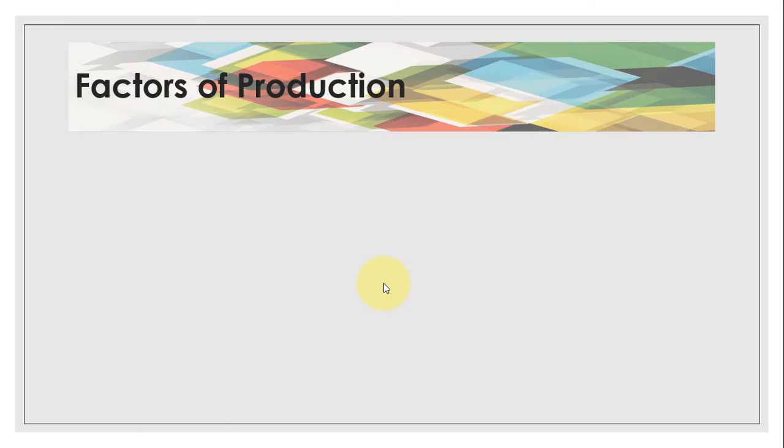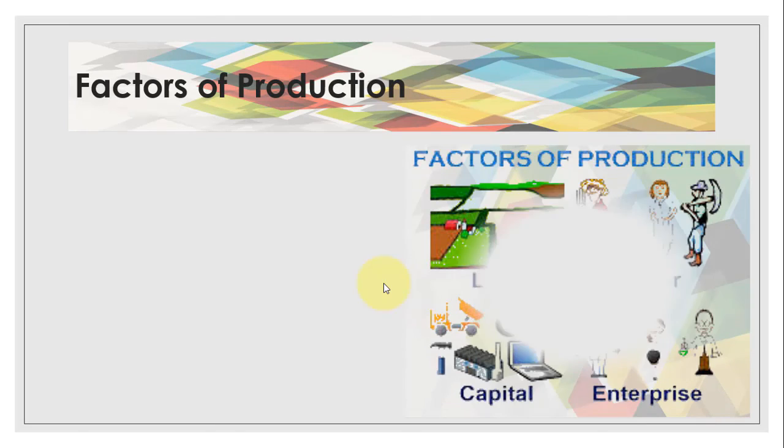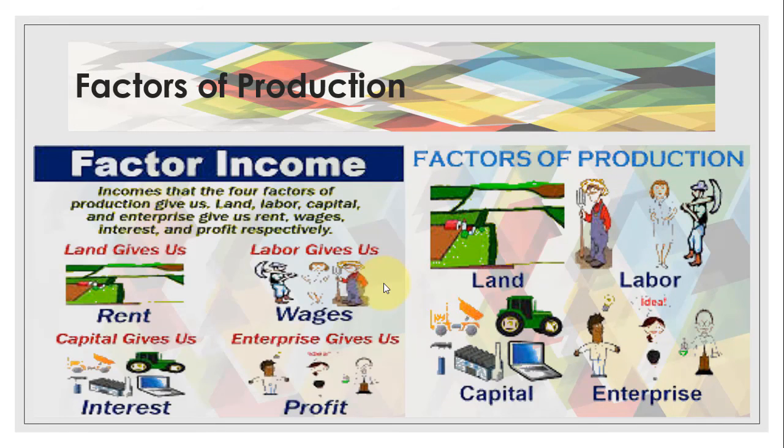Okay students, let us see the earnings of these factors of production. On the right side you can see the 4 factors of production: land, labor, capital and enterprise. And on the left side you can see the factor income. The income of land is called rent. The income of labor is wages, the income of capital is interest, and the income of the entrepreneur is basically the profit.